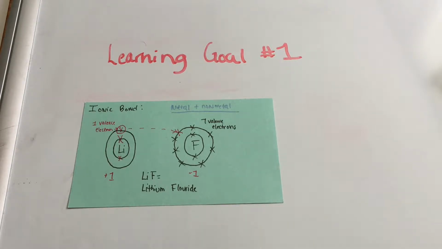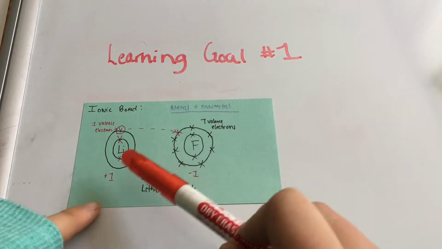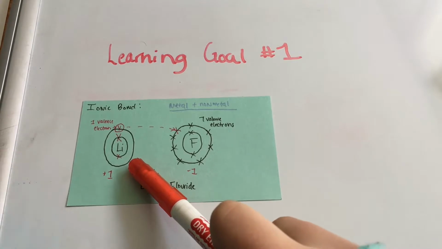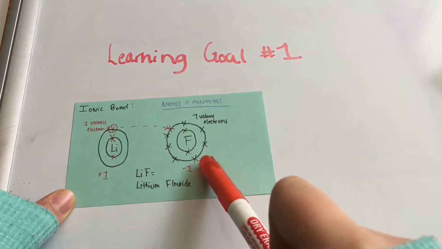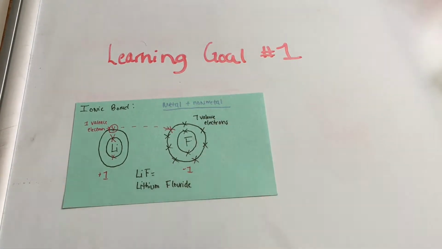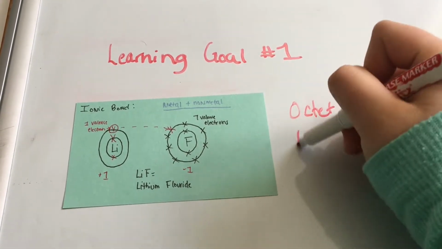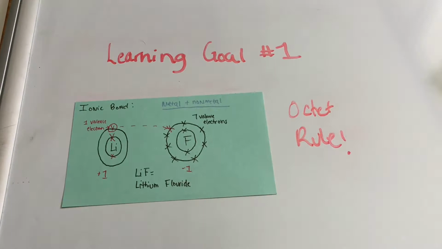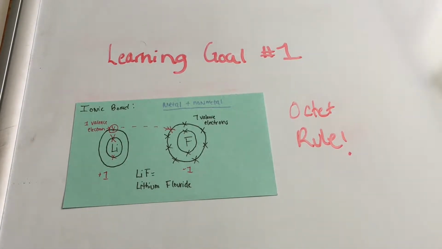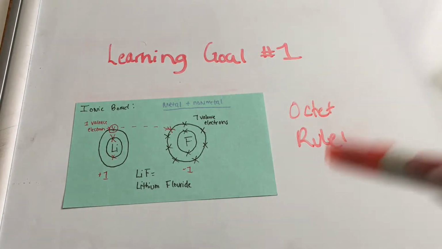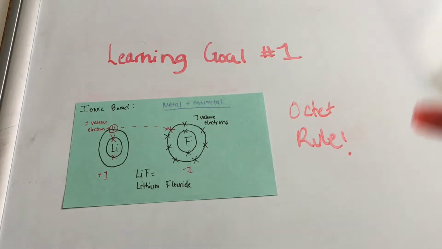And we're going to look at the example of lithium fluoride to get a better understanding of this. So lithium has 1 valence electron on the outermost shell, and fluoride has 7 valence electrons. Now, what ends up happening is every atom wants to obey the octet rule. And the octet rule is that 8 is great. They want to have 8 valence electrons on the outermost shell. Very important for ionic bonds and covalent bonds to know that rule.